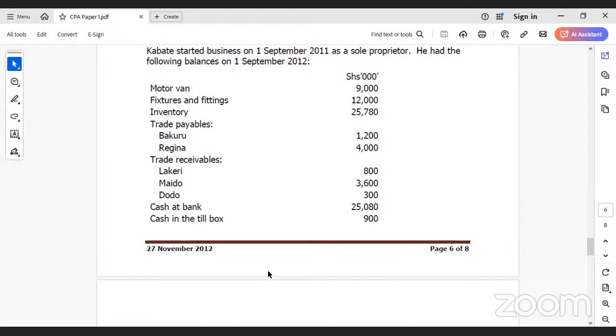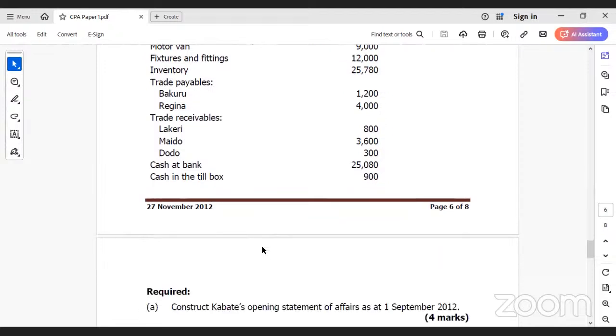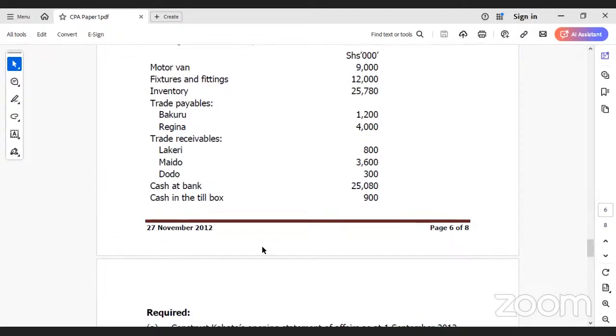You mean we don't have the bank account? The bank account is there and the cash account is there. Yes, we have the bank account as well as the cash account. Okay, so we have all the accounts, but we determined our opening capital already.